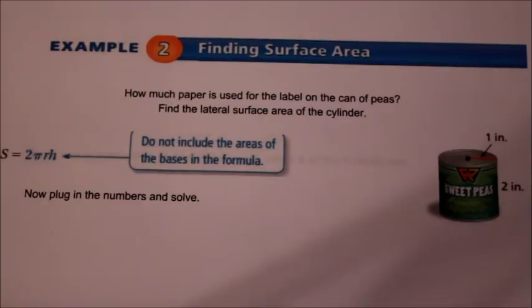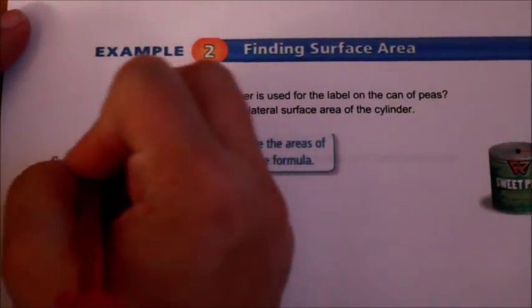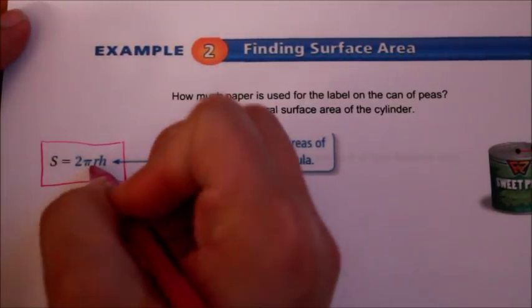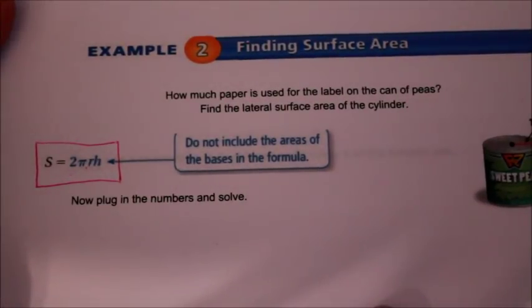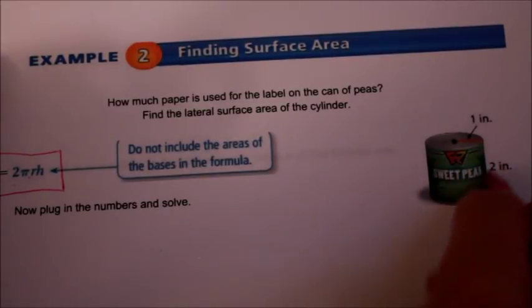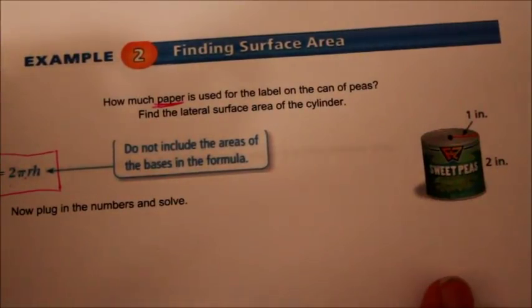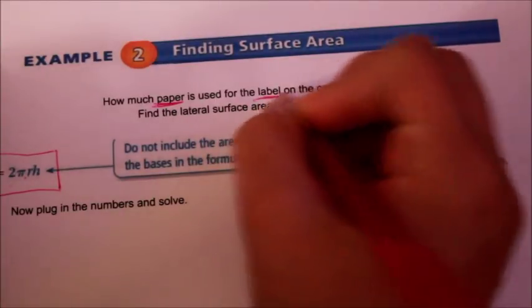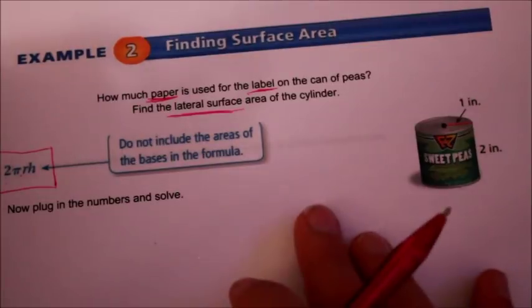All right, now we're going to move on to example 2, finding the surface area. We are just going to use this portion of the equation right here, 2 times pi times radius times height, because we are only looking for the area of the wrapper. How much paper is what wraps around the cans, the cylinder. How much paper is used for the label on the can of peas. Find the lateral surface area of the cylinder.